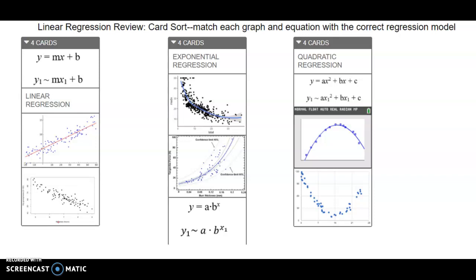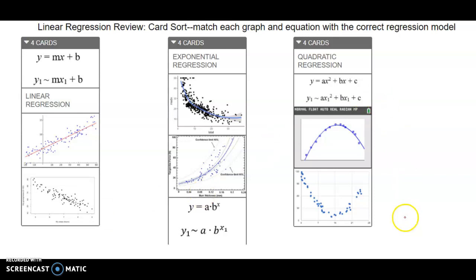I actually just already put up the answers for you here. But the big thing with this card sort is knowing, one, which equation goes with which type of graph, and then what the shape of that graph is. So linear regression always makes that straight line, or close to a straight line as possible, and it uses the equation y equals mx plus b.